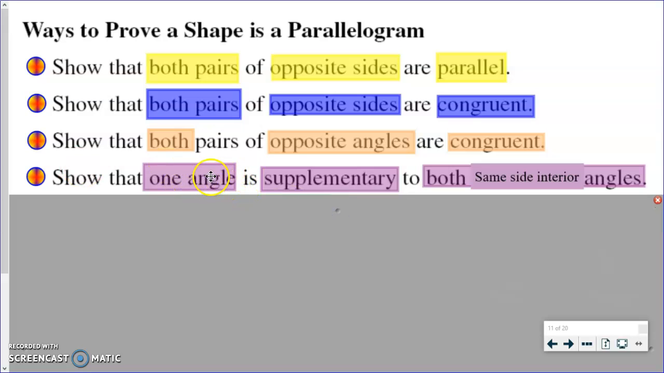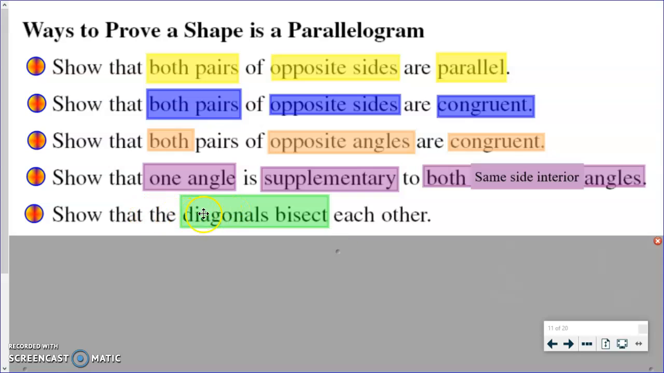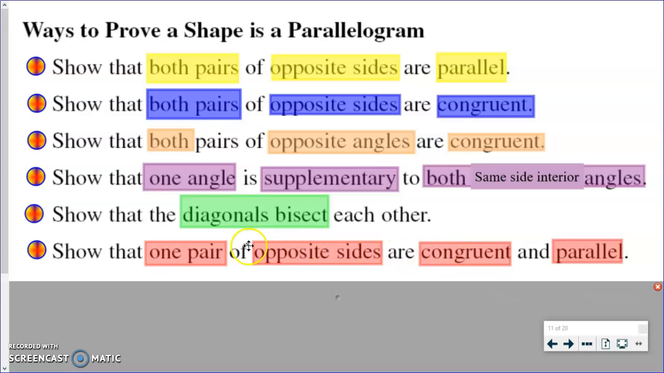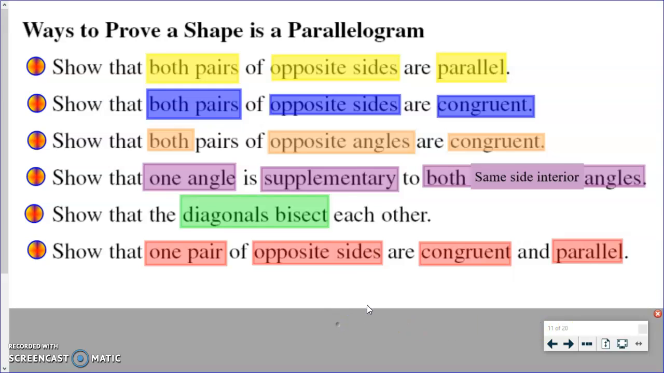This one, we've only got one angle, we're comparing one angle, but we're comparing it to 2 same side interior angles. So that one angle is supplementary to both of those angles. And then if the diagonals bisect each other, and that's 2 diagonals, if both diagonals are bisected, then it's a parallelogram. And then that last one we did, or the last one that we have here, is 1 pair of sides. So it's only 1 pair of sides, but it's doing 2 different things. That 1 pair of sides is congruent, and they're parallel. So those are all the ways that we are going to show that quadrilaterals are parallelograms.